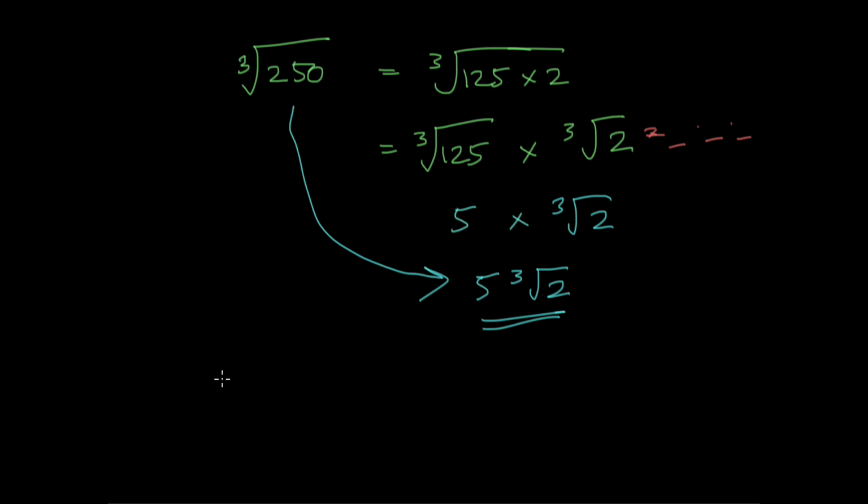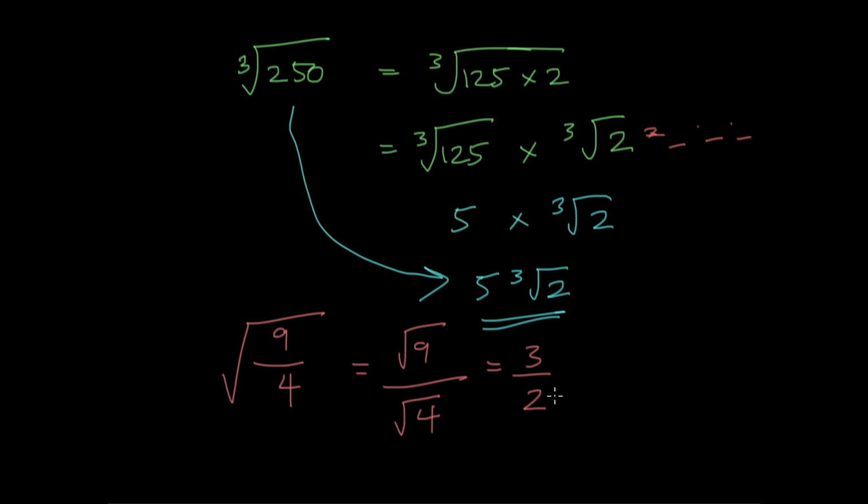The same works for division as well. If we have the square root of 9 over 4, this is the same as saying the square root of 9 over the square root of 4. The square root of 9 is 3, and that of 4 is 2. So our answer would be positive or negative 3 over 2.